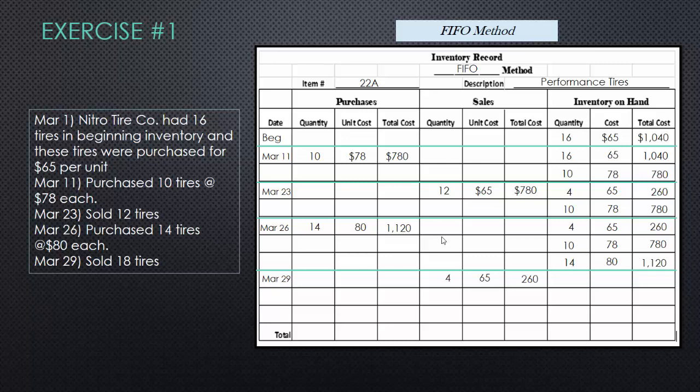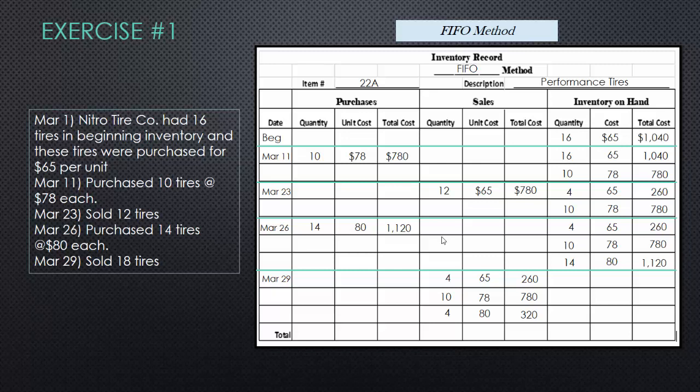We need to get to 18 tires in total, so that means we can also sell all 10 of these $78 tires that we purchased on March 11th. The total cost of that would be $780. And then we got to get to 18. That's only accounting for 14 units sold, so we're also going to have to sell 4 of our $80 units for a total cost of $320.